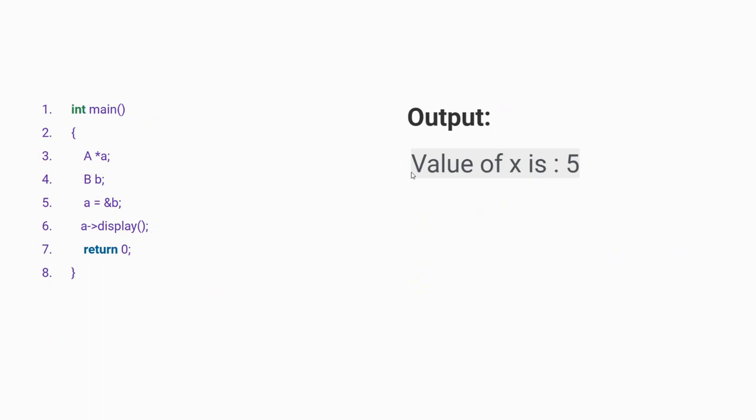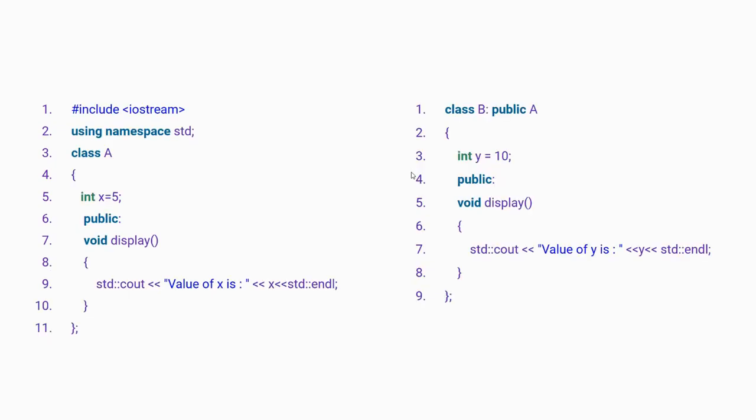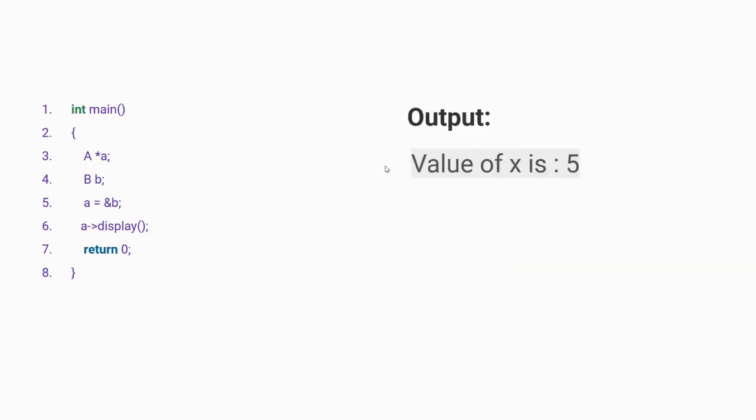In the main function, you are creating a base class pointer star A, and you are creating an object of class B, and you are assigning the address of the derived class object to the base class pointer. After that, you are invoking the display function, then the value of x is printed as the output. Why is only the value of x printed? We are not using the virtual keyword, so using the base class pointer only the base class function is invoked.